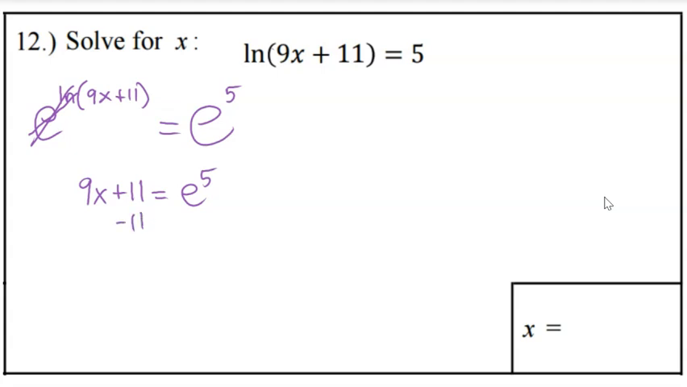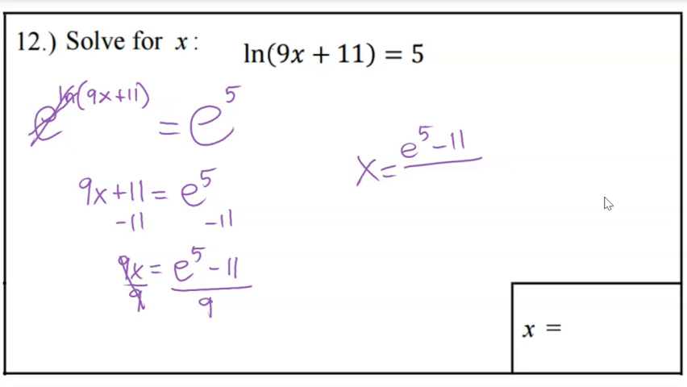Now we'll subtract 11 from both sides. Now we have 9x is equal to e to the 5th power minus 11. And now we'll divide by 9 on both sides, cancel, and we'll have x is equal to e to the 5th power minus 11, quantity divided by 9, which we can do in the calculator.